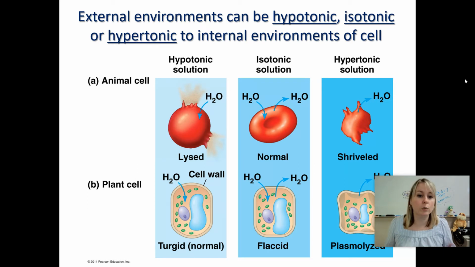Isotonic is an environment in which both sides of the membrane have equal solute concentrations. Therefore, water will move both ways through the membrane at equal rates. And then hypertonic is whenever there's a really high solute concentration. If that is the case outside the cell, water will then move out towards that hypertonic environment, and it can cause a living cell to shrivel up or a plant cell to wilt.